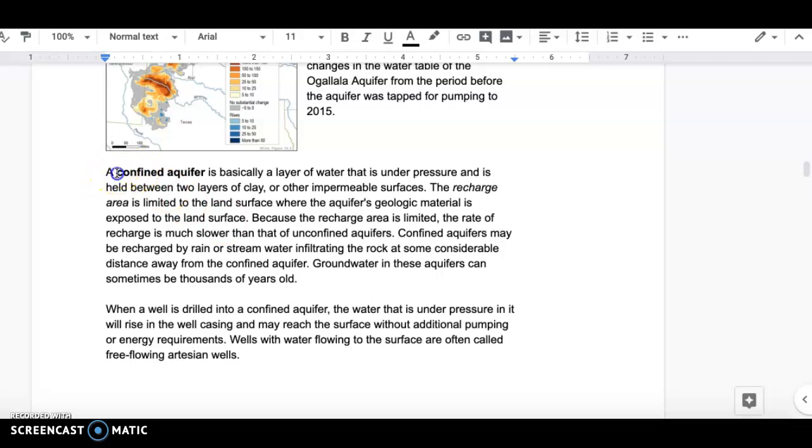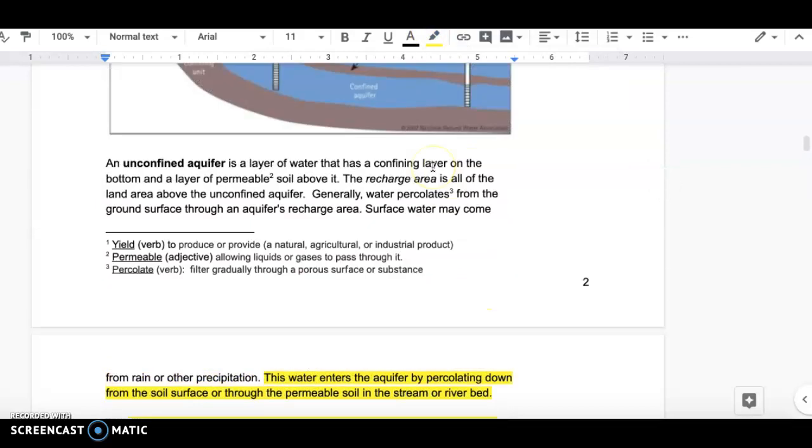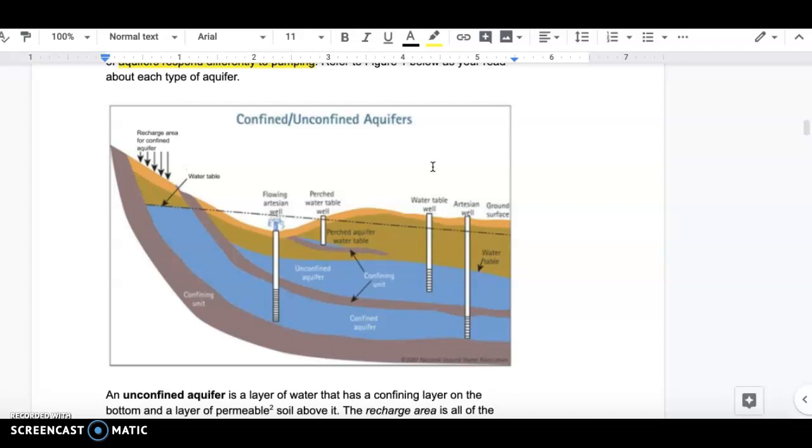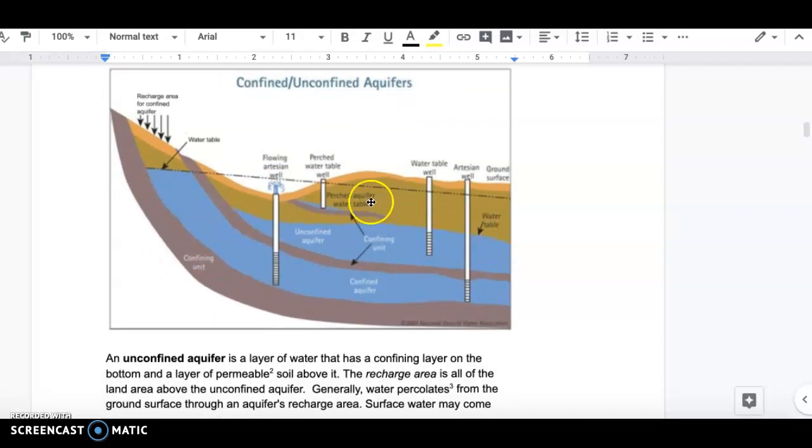A confined aquifer is basically a layer of water that's under pressure and held between two layers of clay or impermeable surfaces. So let's highlight that and let's go back to that figure. All right, so if we see the confined aquifer, that's this second one on the bottom, that blue thing, right? And we see that there's a layer of rock underneath it and on top of it, or impermeable rock or soil.